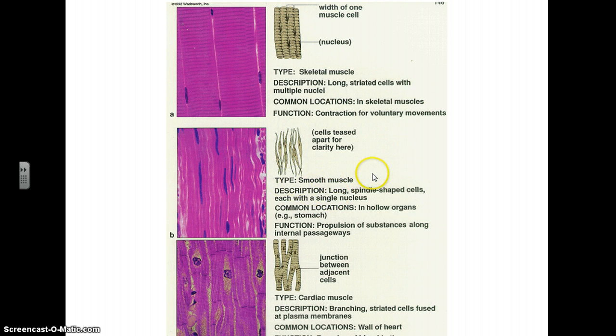And the job of this muscle is to sort of squeeze those passageways and keep things moving through the system. Then we have cardiac muscle, which, as the name suggests, is the heart, and both the smooth and the cardiac are involuntary. As you can imagine, you don't have to think about those things, which is good.